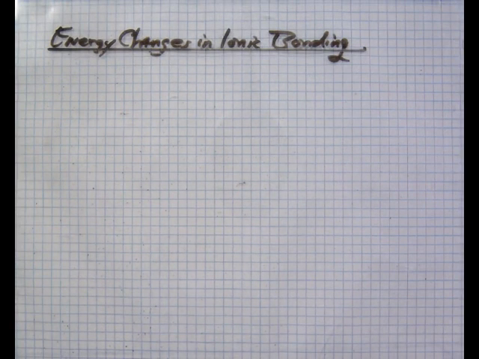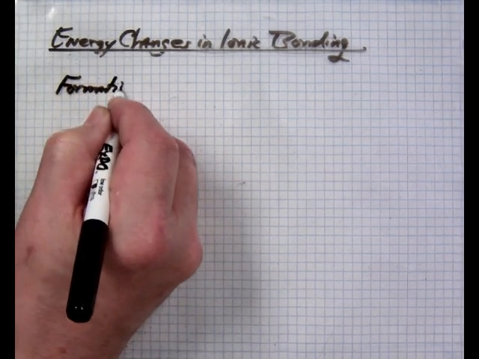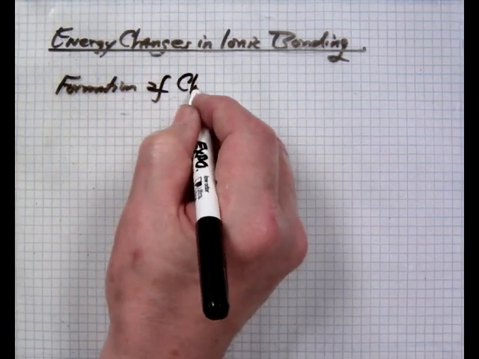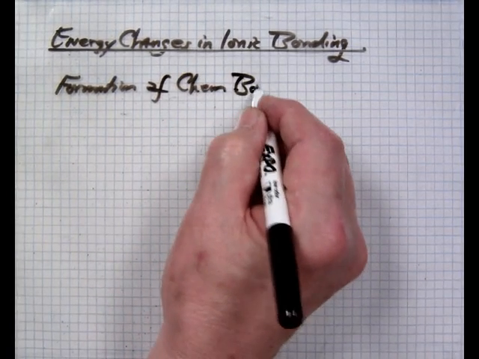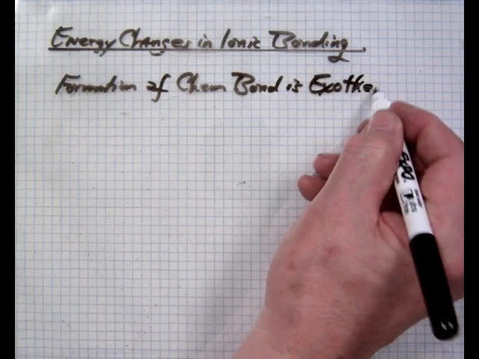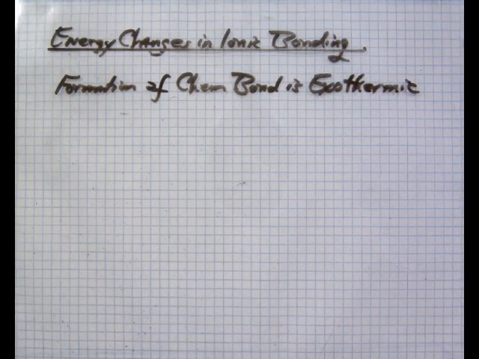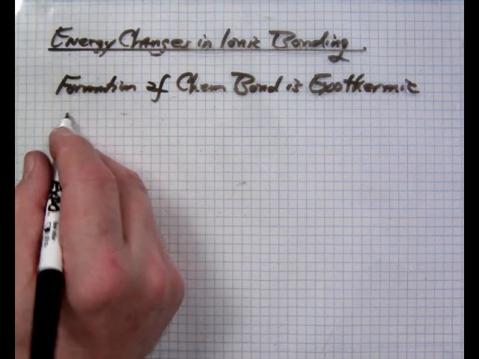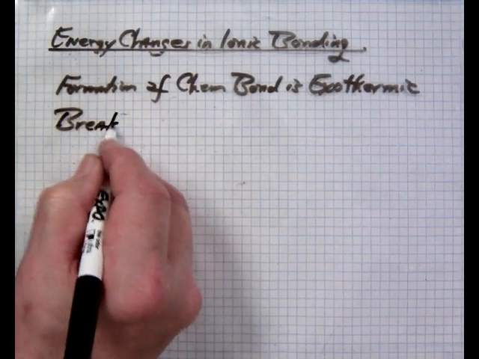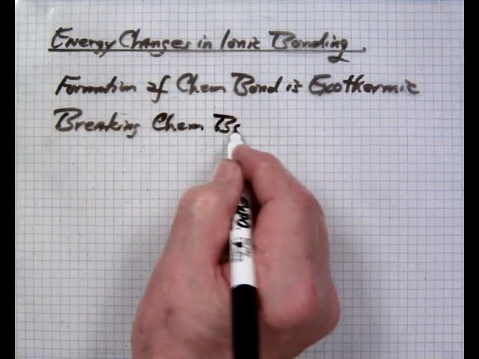In forming any chemical bond, whether it is ionic or covalent, formation of chemical bonds is exothermic. That is all of it. It doesn't matter whether it's molecular or ionic. Breaking chemical bonds is endothermic.